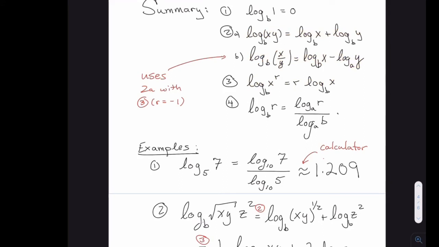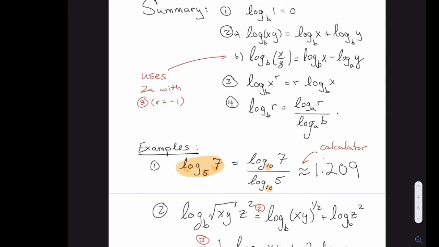Okay, so here's an example of the change of base formula. If we have log base 5 of 7 and we want to approximate that with our calculator, we are, with most calculators, stuck at this point. However, with the change of base formula, we can write this with a new base of 10, which is on our calculator. There are only two log buttons on a typical calculator. That's log, which is log base 10, or ln, which is log base e.